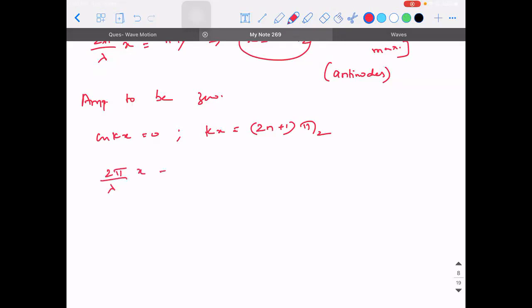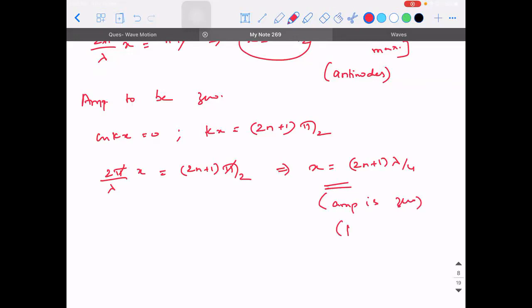So 2 pi by lambda into x is equal to 2n plus 1 into pi by 2. Pi and pi will get cancelled. X is equal to 2n plus 1 into lambda divided by 4. So these are all the points where the amplitude is 0. What is the name of these points? Anybody? Nodes. They are called nodes.